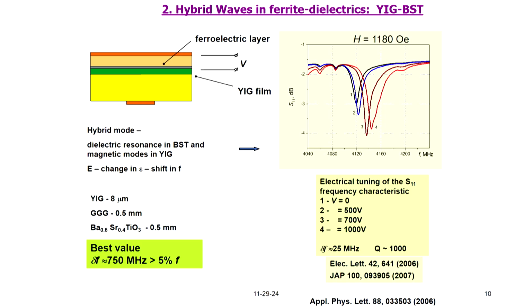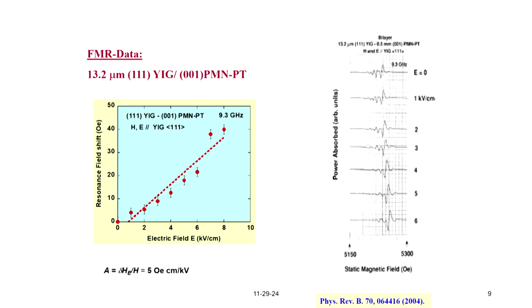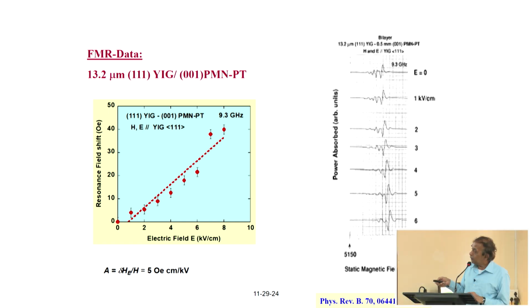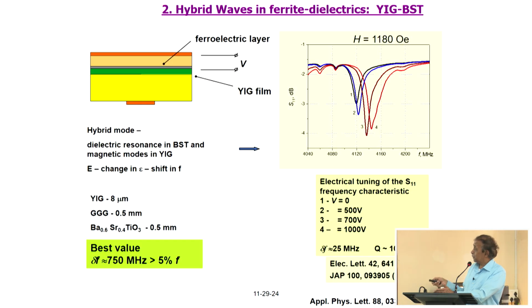But this tunability is much better than the previous one here, where you can tune it by 40 Oersted in an electric field of 8 kilovolt per centimeter. In frequency terms, it is only about 100 megahertz. In this case, the tuning is 25 megahertz for a voltage of about 1000 volts. It is about comparable, but you can do a lot more with the hybrid waves, as I am going to discuss later.